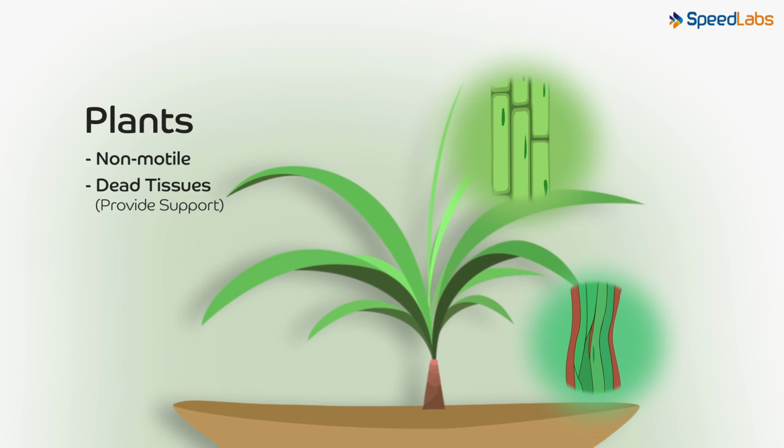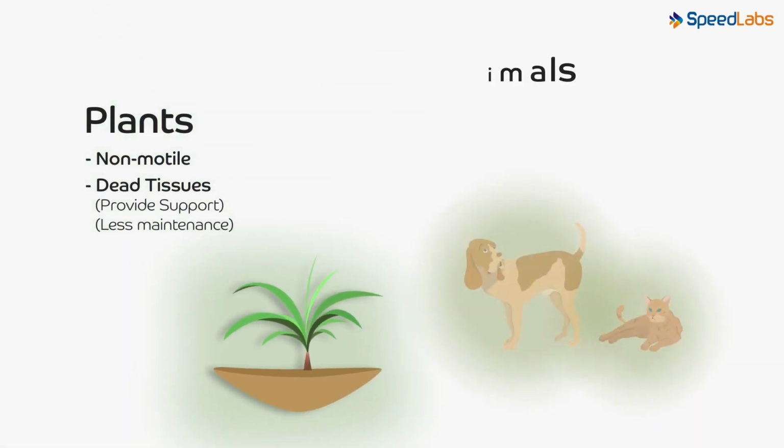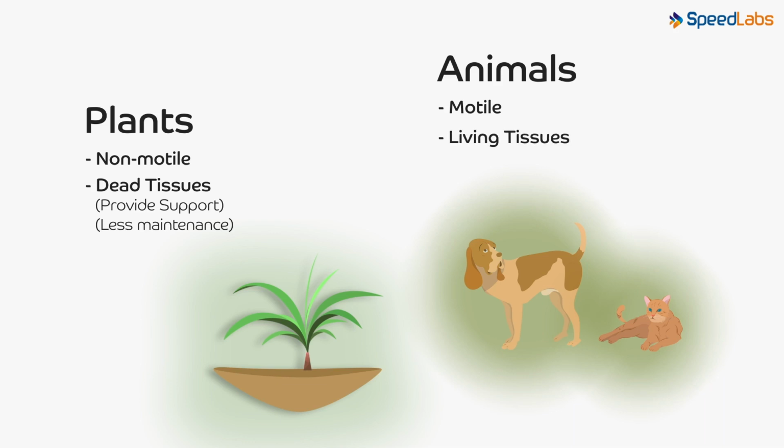Dead tissues serve the purpose of giving support to plants and they need very little maintenance. What about animals? Do animals move? Yes, animals move from place to place and they need tissues for purposes more than just physical. Almost all tissues in animals are living tissues. These tissues need nutrition which they get from the organism's body.